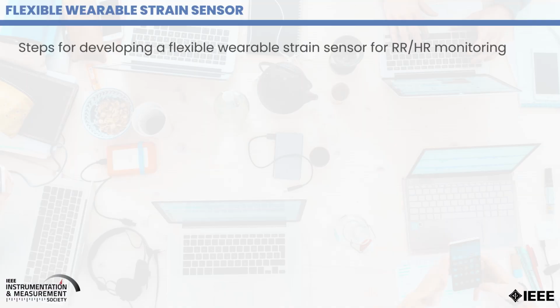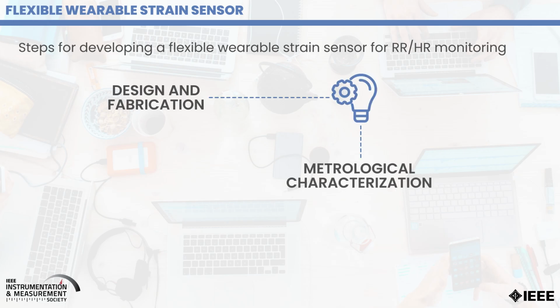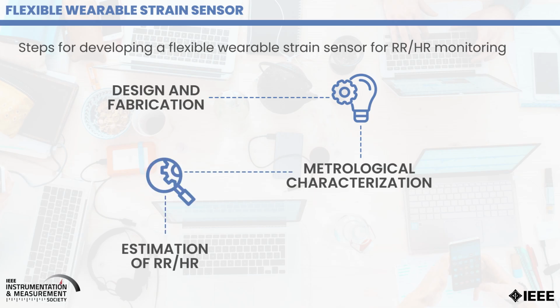You have three main steps to follow. First of all, you have to optimize the design of your flexible sensor, and then you have to fabricate your sensor. After that, you have to perform a metrological characterization of your sensor, and finally, you have to compare the capability of your device in estimating the parameter of interest with that of a gold standard to better investigate the performance of the developed sensor. But let's start with the design optimization.